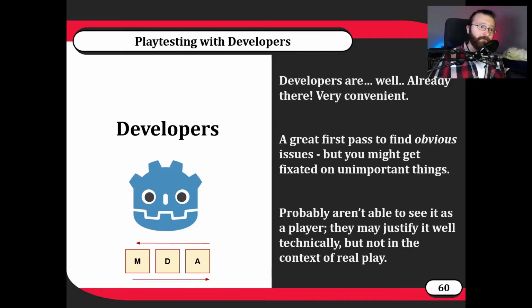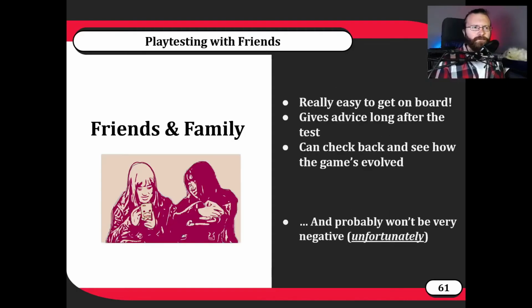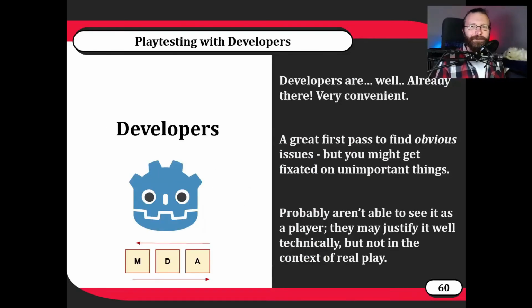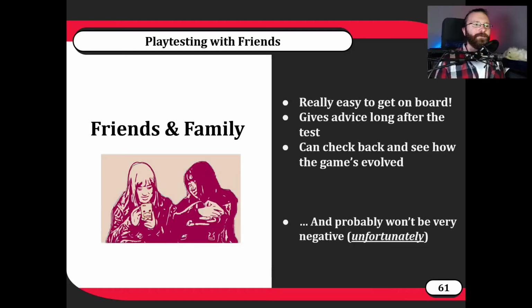It's absolutely useful to do internal reviews and have other people playtest within, but you're not going to get the same kind of results as you do from an external tester. And this is also, by the way, the order that you are likely to end up testing your game. You'll start by testing internally with the devs, and then you'll move on to the friends and family. It's really easy to get friends and family on board. It's easy to call them. It's cheap, typically. And they will continue to give advice long after the test.